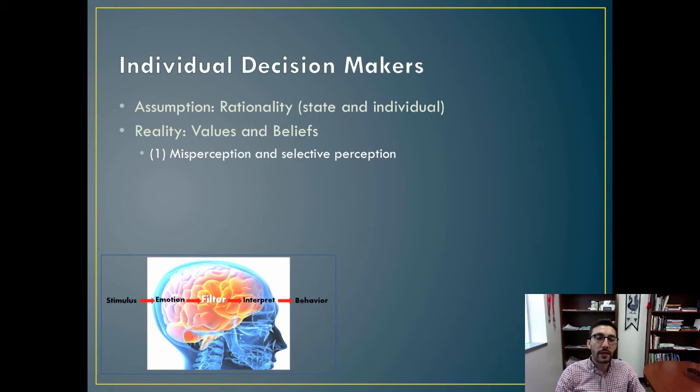So one is misperception and selective perception. This is the idea that we have information screens that filter out certain kinds of information. Psychological literature tells us, for example, that there's a phenomenon known as confirmation bias, where people will tend to seek out information that already verifies or validates what they already believe. And we see this play out in foreign policy decision making.